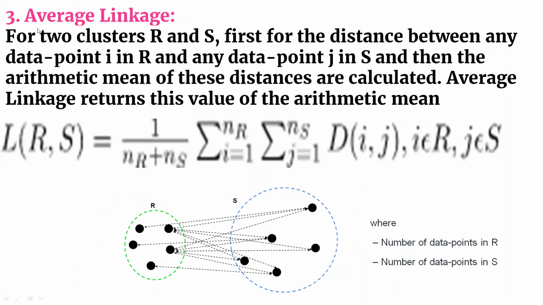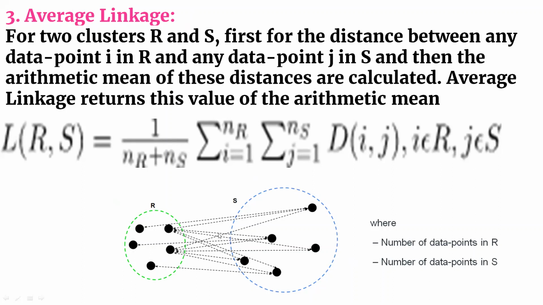And the last one is average linkage. The main thing here is that we have two clusters, R and S. You are trying to find the distance between every data object. You will find the distance between each data object in R and each data object in S, giving n number of distances between objects in two different clusters.